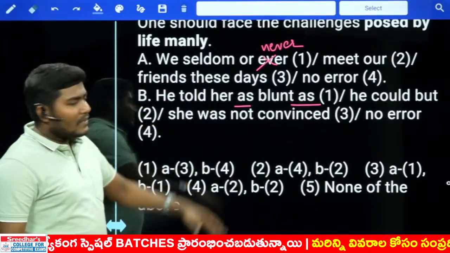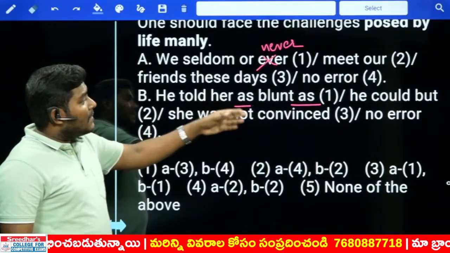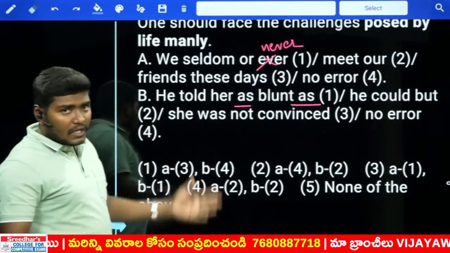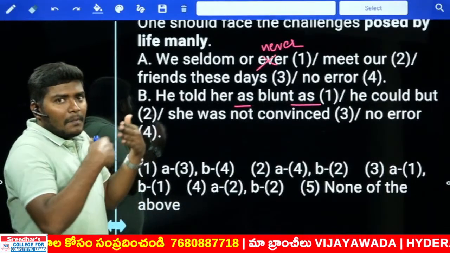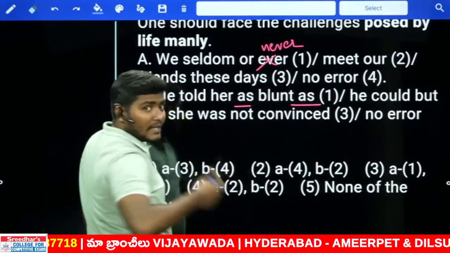Next, he told her as blunt as he could, she was not convinced. Okay. Look at this. He told her as blunt as he could, but she was not convinced. He told her as bluntly as he could, that is what was said. So he told her as blunt as, or do we need to change some word?